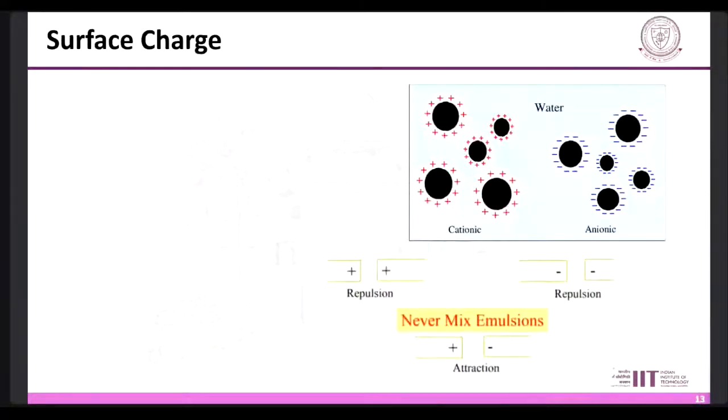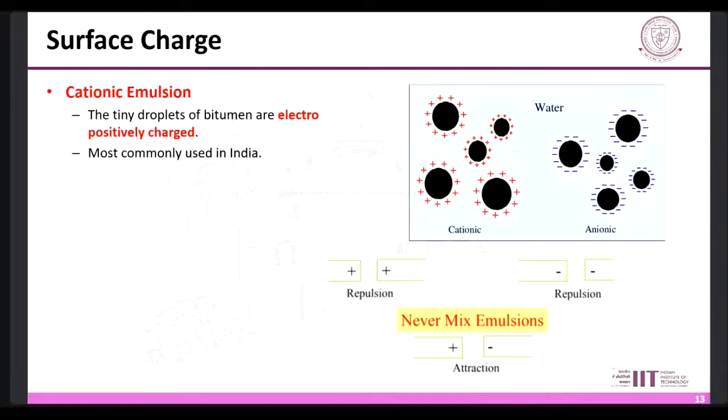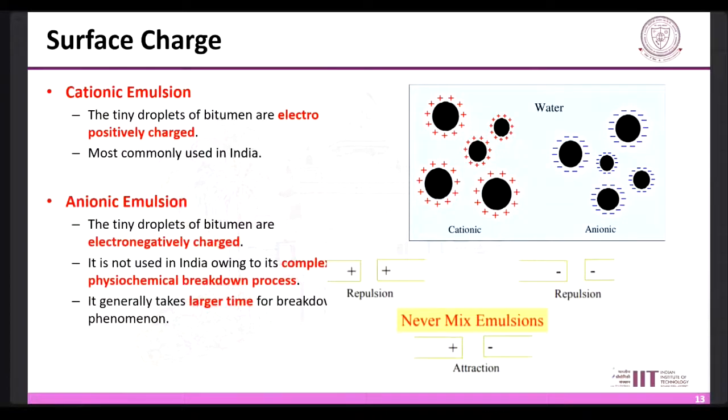And based on the surface charge, the tiny droplets of the bitumen can be electropositively charged, and that is known as a cationic emulsion, which is mostly used in India. And second is the anionic emulsion, where the tiny droplets of the bitumen are negatively charged. Like you can see in the images, the surface is positively charged for the cationic and negatively charged for the anionic based emulsions.